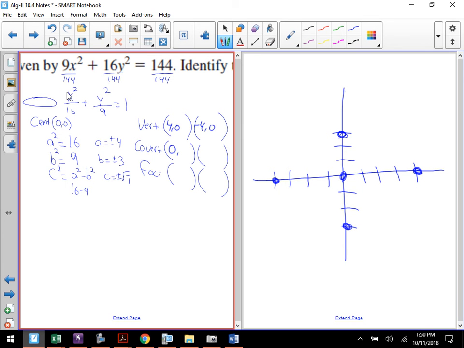So I went up 3, and I went down 3. 0, 3, 0, negative 3. Yes, sir. If you go up and down, you're changing your y value.